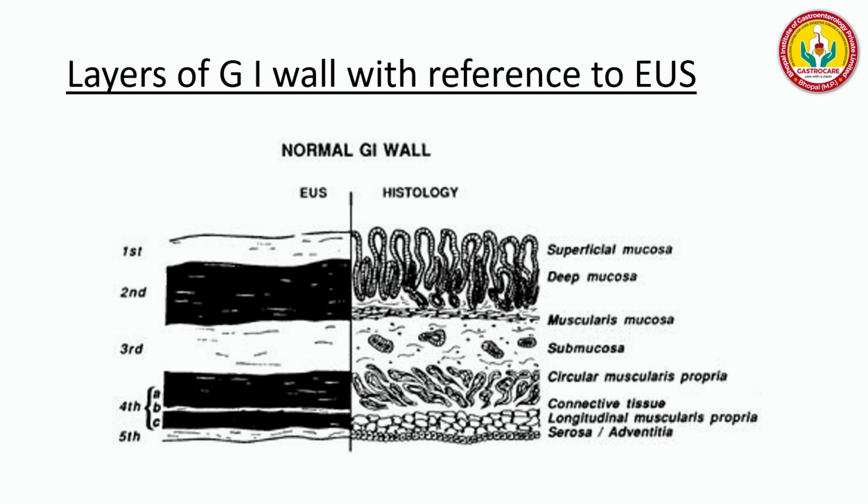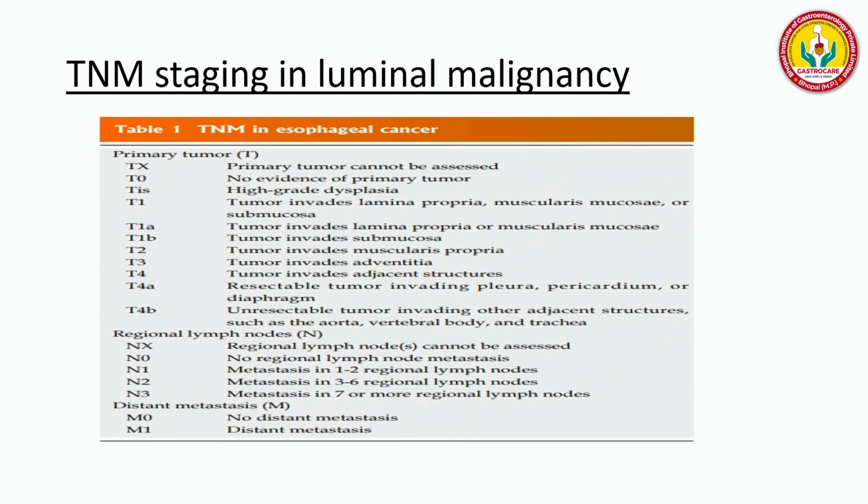So it is better in giving the T staging, and most of these luminal malignancies' treatment depends on their T stage. This was an example of the esophageal malignancy. It applies to most of the rectal and even the stomach malignancies also. The summary is, the T2 involves the muscularis propria, whereas the T3 involves adventitia in the esophagus, and the serosa in the rectum.